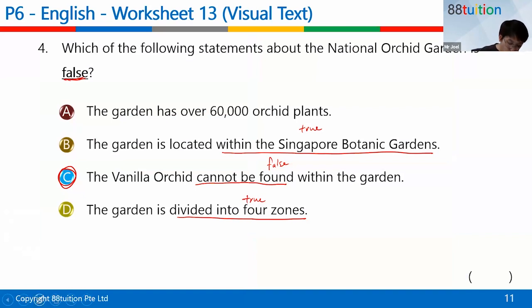How about A? The garden has over 60,000 orchid plants. I'm going to use green for this.